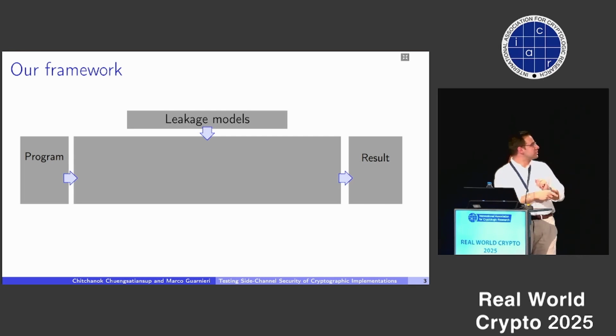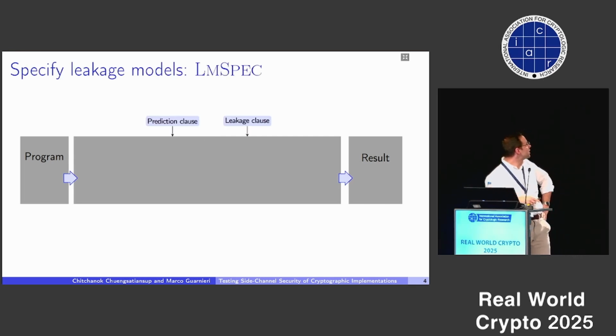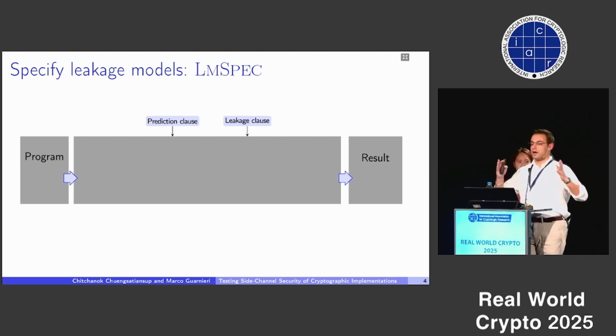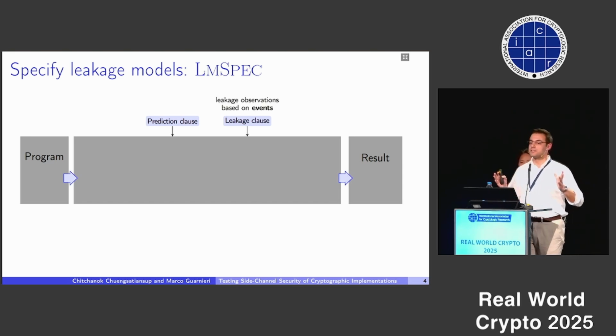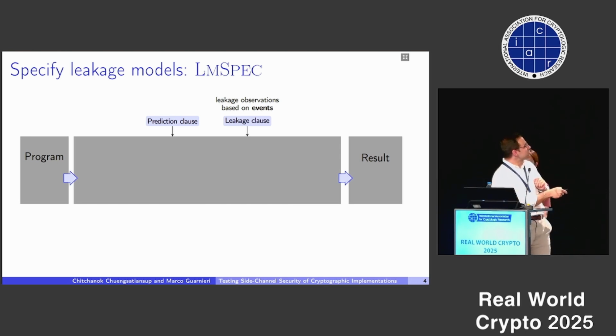So to capture these leakage models, we developed a modeling language called LM-Spec, which I'm going to describe next. So what the user has to provide is this formal leakage model described in terms of a set of prediction clauses and a set of leakage clauses. So what leakage clauses do is they describe what kind of information is visible to a side channel attacker. In practice, they describe what ends up on the leakage trace, and users can formalize these leakage clauses by associating them with a set of high-level events that might happen during program execution.